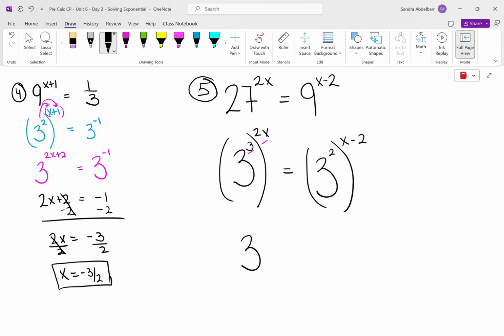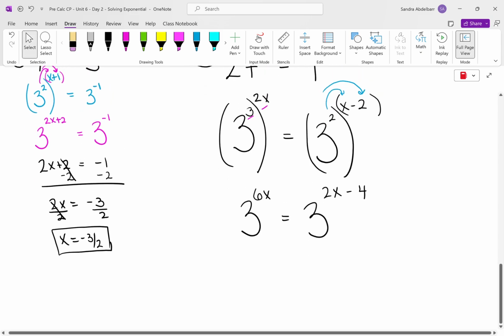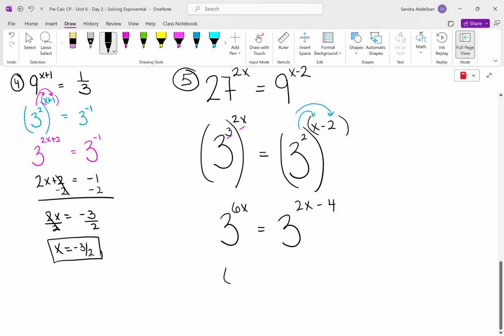Power to a power, we multiply. So we're going to have 3 raised to the 3 times 2x, which is 6x. And then here, remember, same thing as the problem we just did. When you multiply, you have to distribute into that binomial. So we end up with 3 raised to the 2x minus 4.